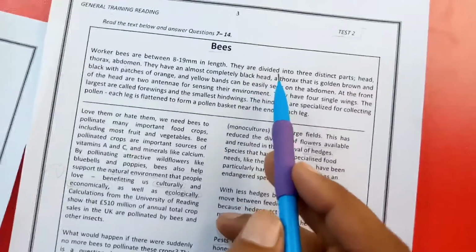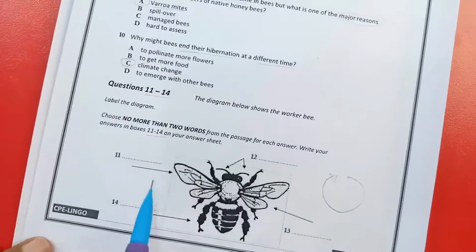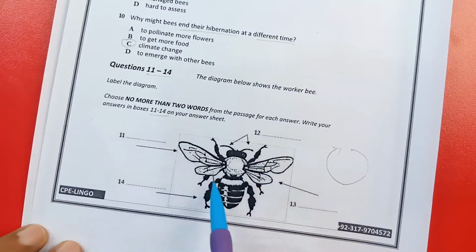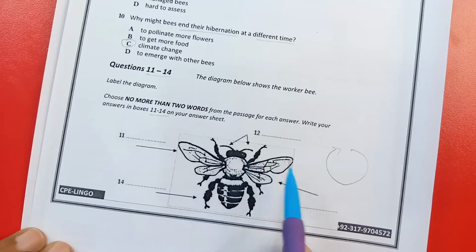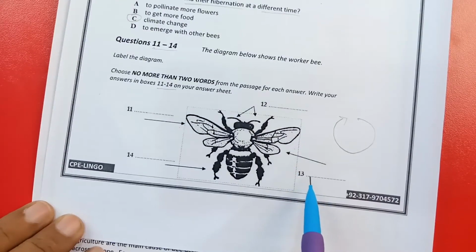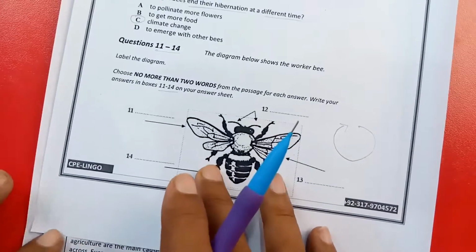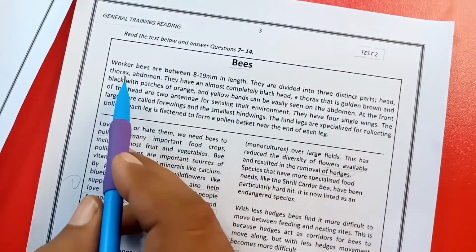They are divided into 3 distinct parts. What we are looking for: 11 is a wing, 12 is a wing left forward or backward after the wing, then these are the antennae. Then again there is a wing, 13, and 14 is a leg we have to look for. They are divided into 3 distinct parts: head, thorax and abdomen.